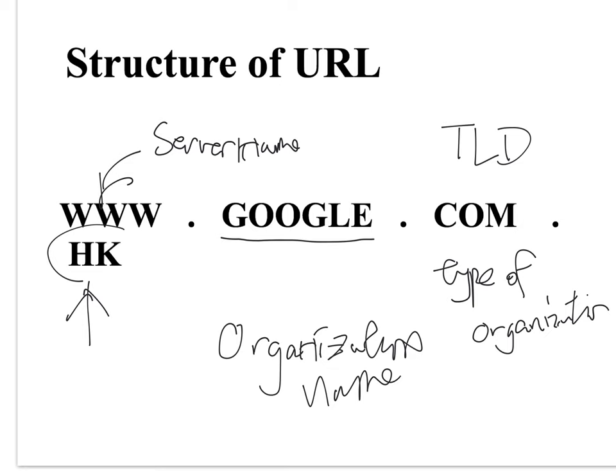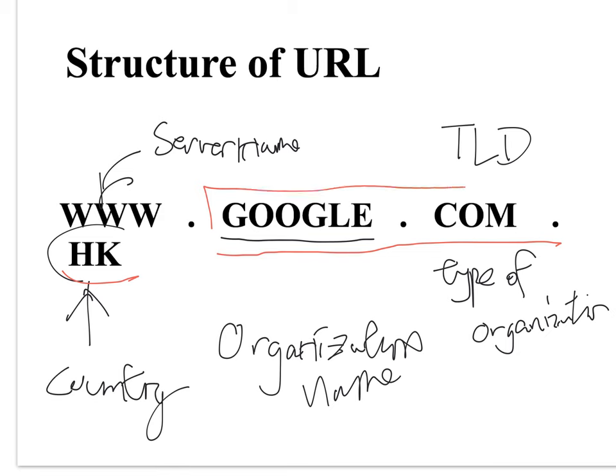We have server name first of all, and then the organization name, and then the top level domain, we call maybe type of organization, the country, where this organization from. Okay, and we will call this one, the red line highlighted, domain name. I use the red pen to circle the domain name. We call google.com.hk is the domain name.